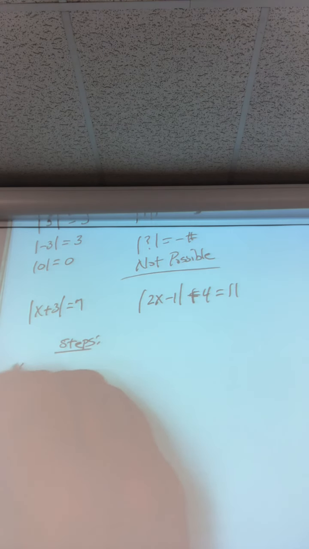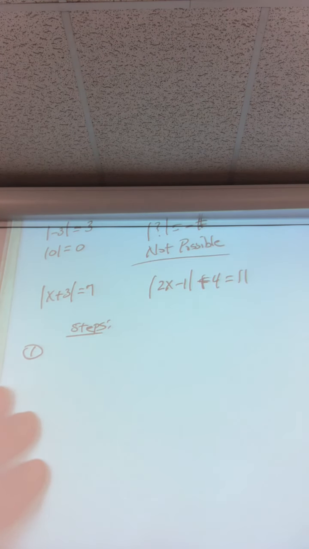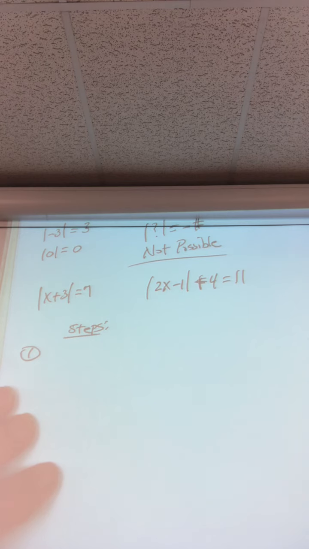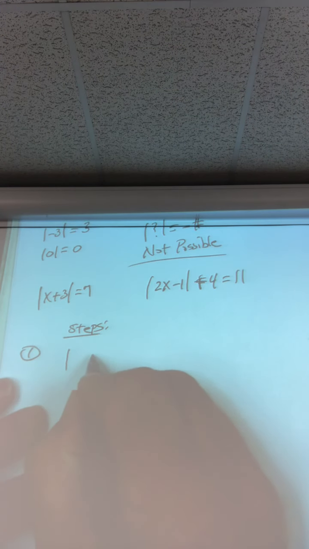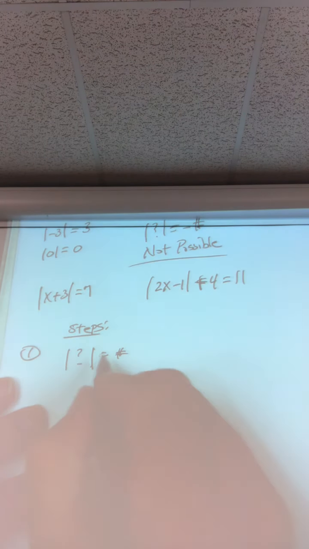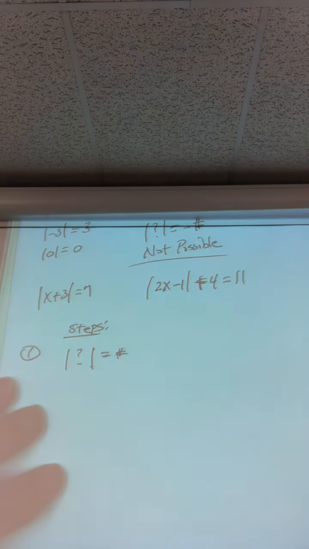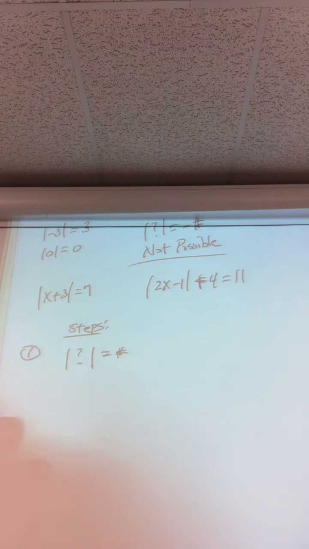Okay, here's step one. Step one says, isolate the absolute value term. If you need to pause the video, do so. Isolate the absolute value term. In other words, after you finish the first step, you're going to have the absolute value of something on the left side, your equal sign, and your number on the right side.